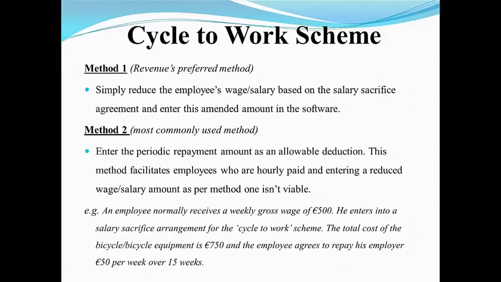This method facilitates employees who are hourly paid, where entering a reduced wage or salary amount as per method 1 isn't viable. So for example, an employee normally receives a weekly gross wage of 500. He enters into a salary sacrifice arrangement for the cycle to work scheme. The total cost of the bike or bicycle equipment is 750, and the employee agrees to repay his employer €50 per week over 15 weeks. We will be concentrating on method 2, as this is the most commonly used option.